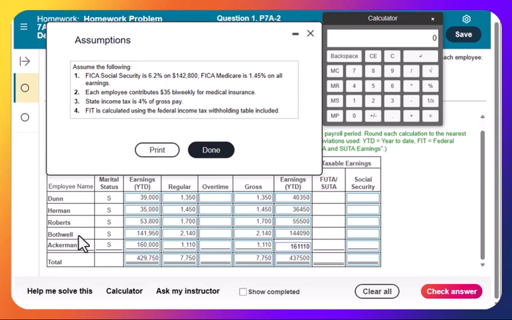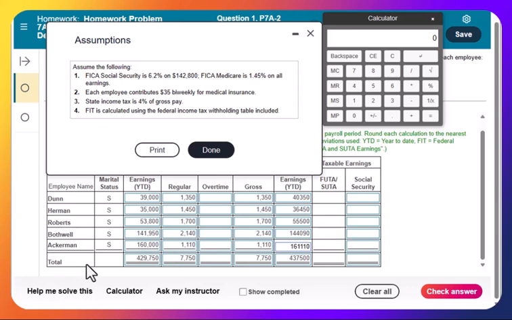However, here with Bothwell, he hadn't previously made the amount here of 142,800, but his earnings year to date have crossed that limit. So part of his wage here out of this gross amount will be taxable earnings under Social Security. So that's going to be a little bit of a calculation there. And notice here with Ackerman, he has crossed that wage base previously, so he will not have any Social Security coming out here.